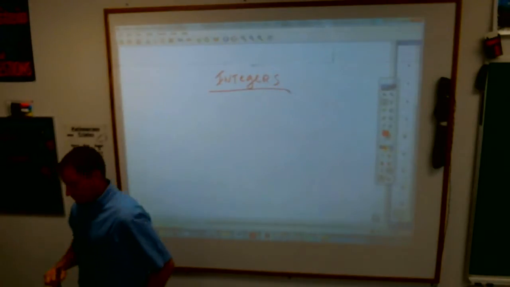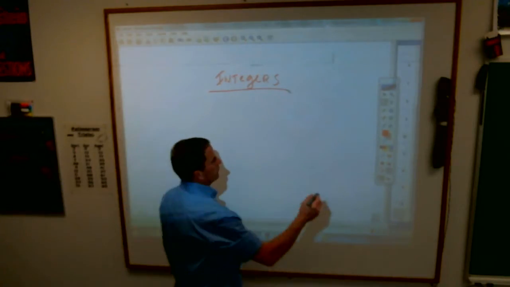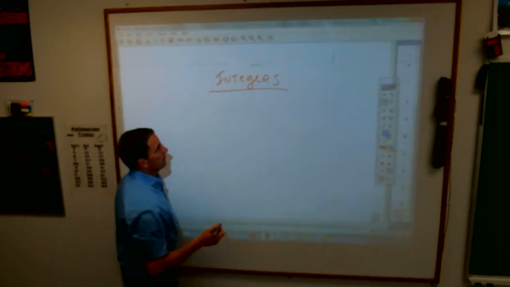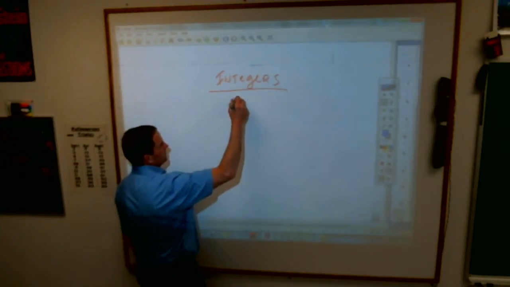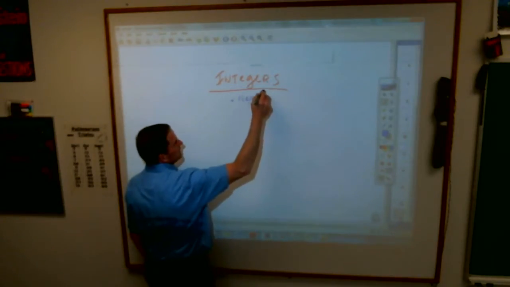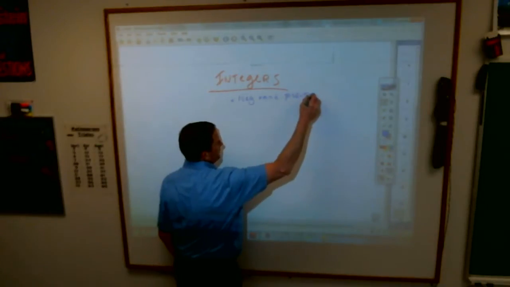Integers. Before we talk about adding integers, we should know what an integer is. What is an integer? I asked you to define an integer. It's a highfalutin name for something. A negative number. Well, it's negative or positive, but it's only whole numbers.